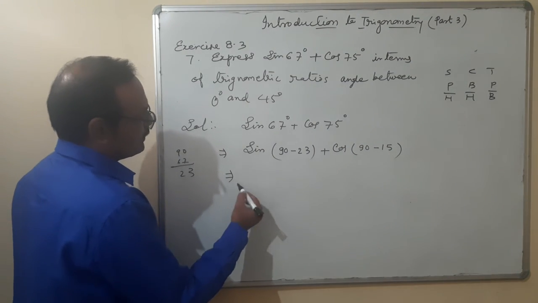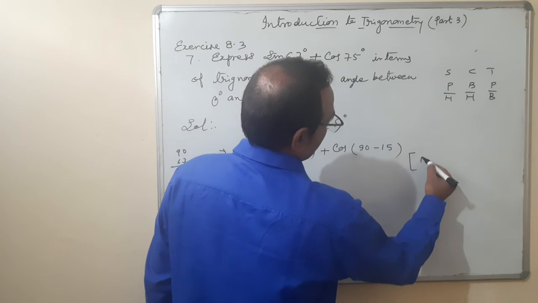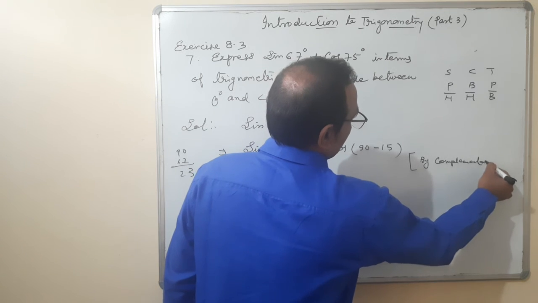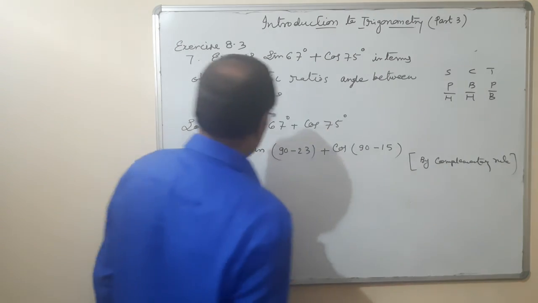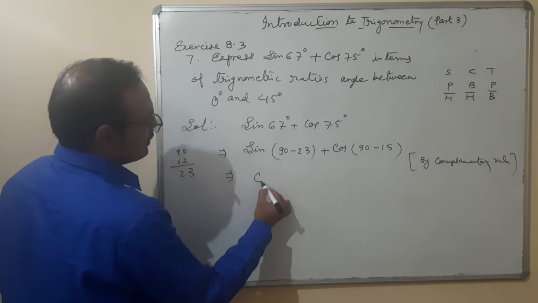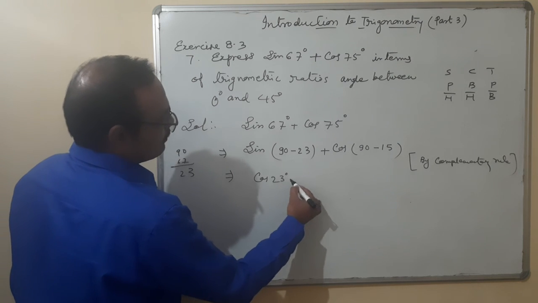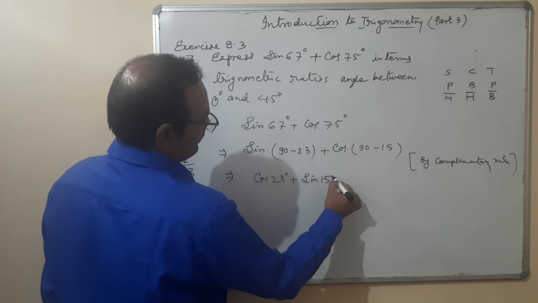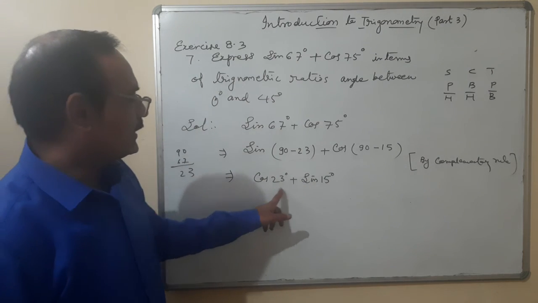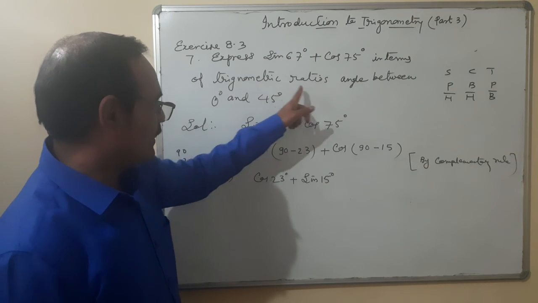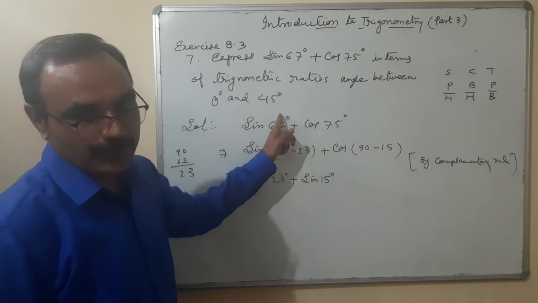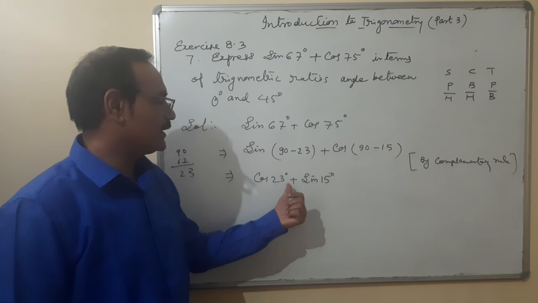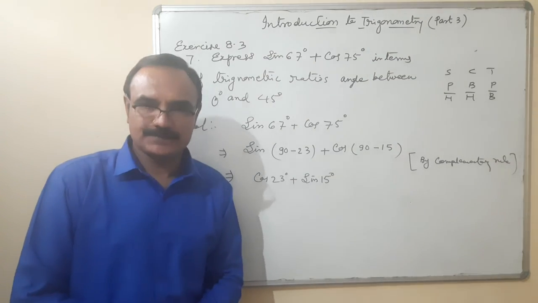Using the complementary angle rule, sin (90 minus 23) is cos 23, plus cos (90 minus 15) is sin 15. 23 degrees and 15 degrees are angles between 0 and 45. So between 0 and 45 we can express it as cos 23 degrees plus sin 15 degrees.